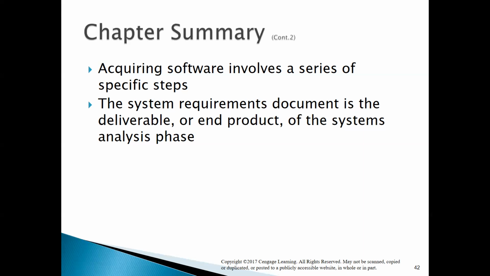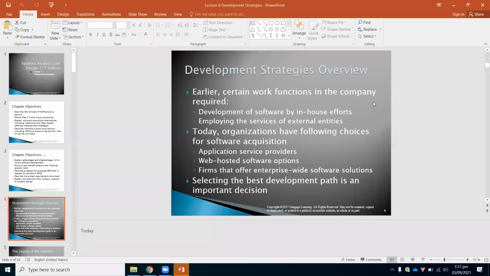The system requirements document is a deliverable or end product of the system analysis phase. So once your system requirements document is approved, only then can you move on to the next phase. Else, you might need to rework it, reanalyze, or stop the software development process. And that finishes up your lecture slides for week 9.